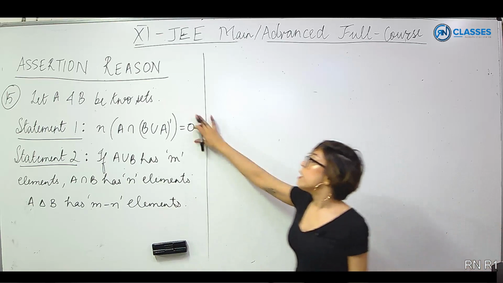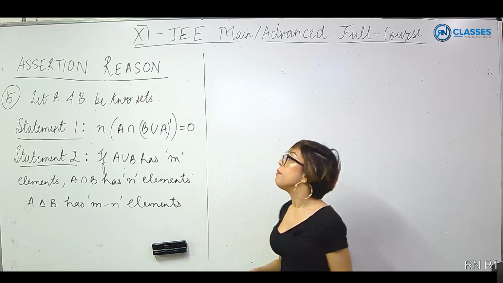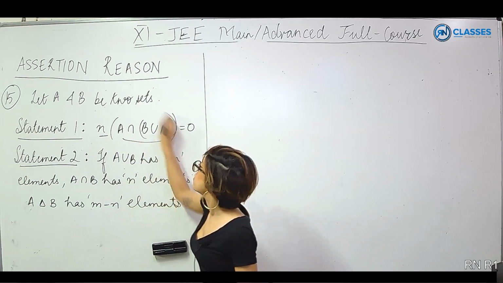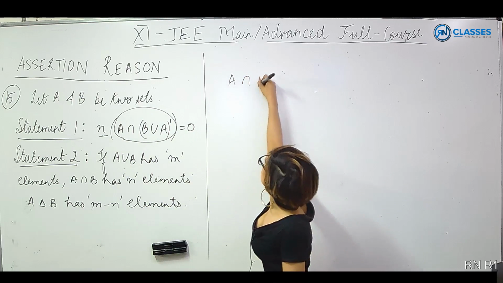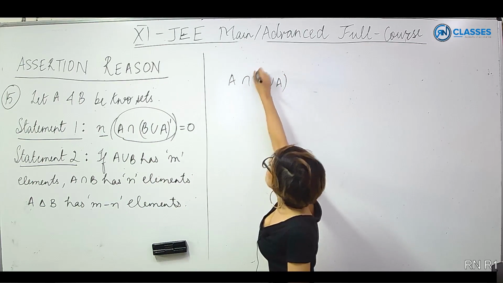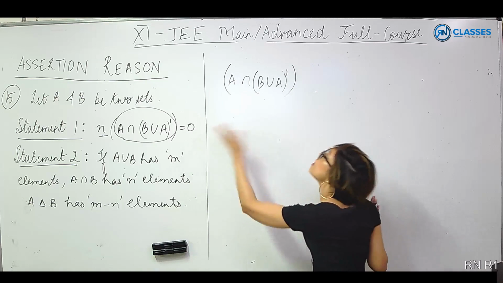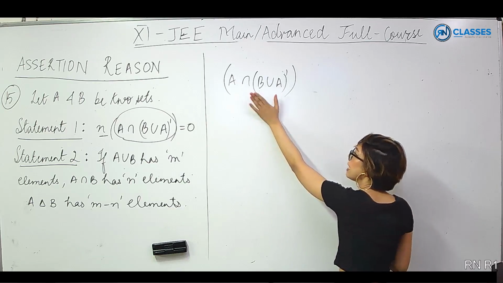Statement 1, statement 2. What I'll do is, first of all, I'll check whether this statement is true or not. Now here it says the number of elements in (A intersection B union A) whole complement. He says that the number of elements should be 0. Let me see what this set is.